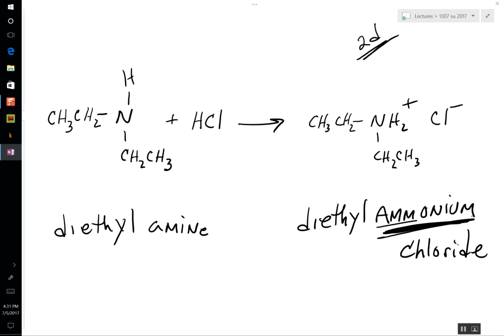What would be the IUPAC name? Well, that would be ethanamine. So it would be N-ethyl ethanammonium. Ethanamine would become ethanammonium.